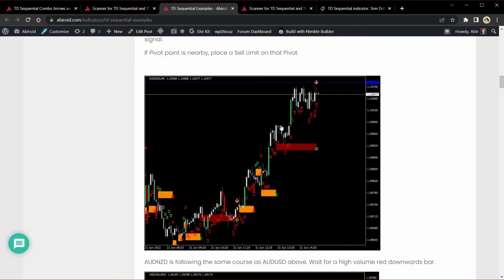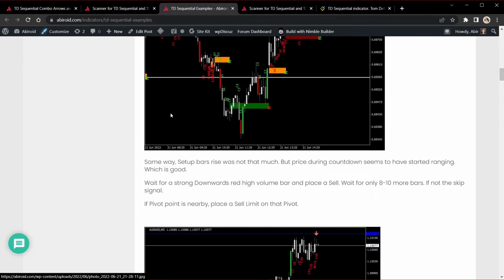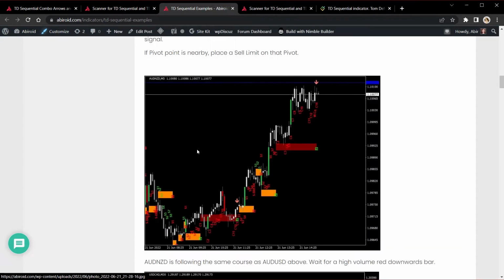Right here it's exactly the same way. This is Australian dollar, New Zealand dollar. Right here it has found a very good resistance, and if we sell right here, it might be possible that the price will break through this resistance and continue to go upwards, because we have these very strong high volume bullish bars, which is why I will usually wait for at least one high volume bearish bar downwards, and after that I will trade as long as price is near this resistance.